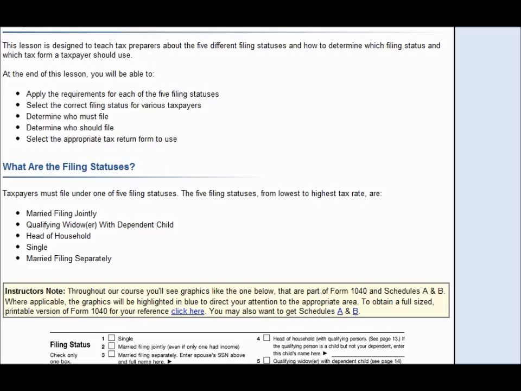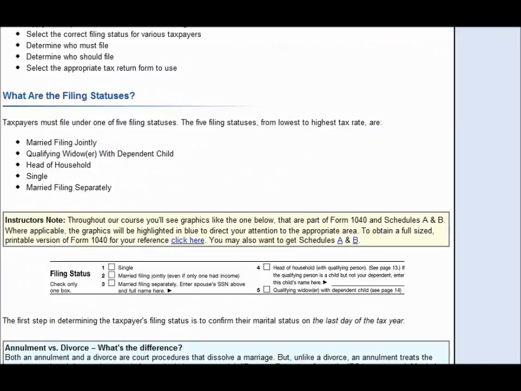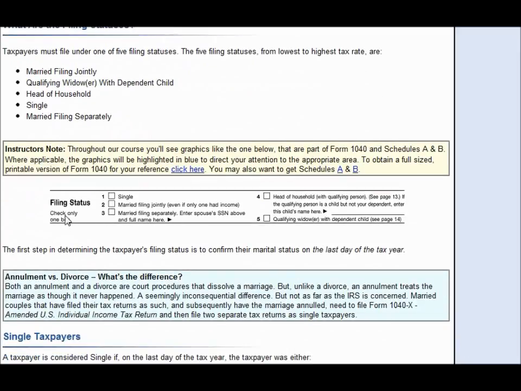Now let's begin. What are the filing statuses? Taxpayers must file under one of these statuses: married filing jointly, qualifying widower with a dependent child, head of household, single, and married filing separately. Here is something consistent that you will see on 1040 and 1040A forms, the filing status boxes. As you can see, 5 here, 5 there. Now, the first step in determining the filing status is to confirm their marital status on the last day of the tax year. That is December 31st.